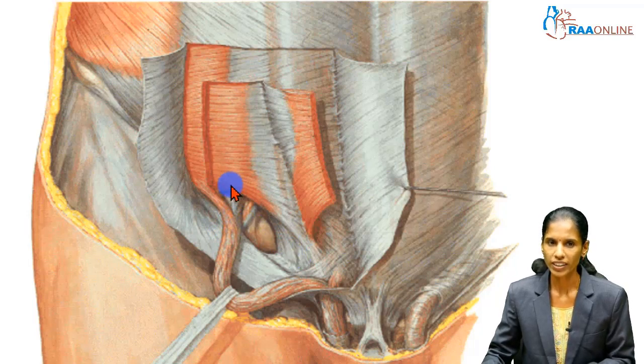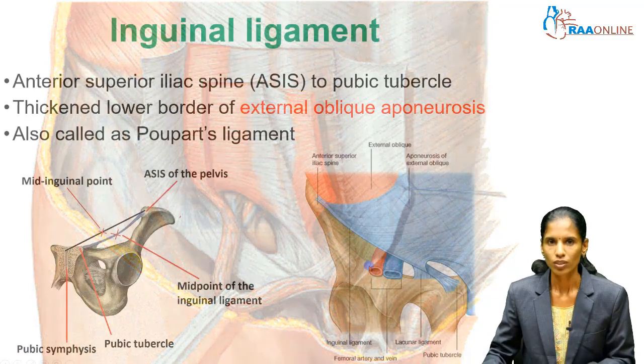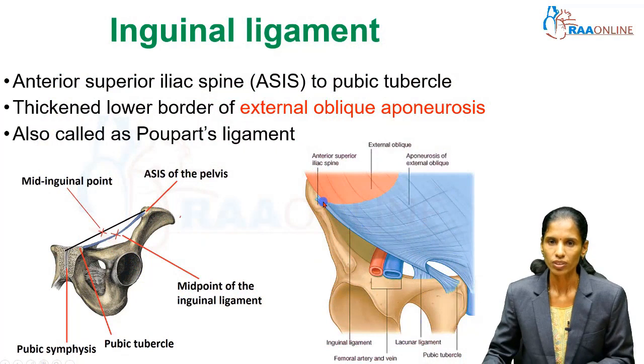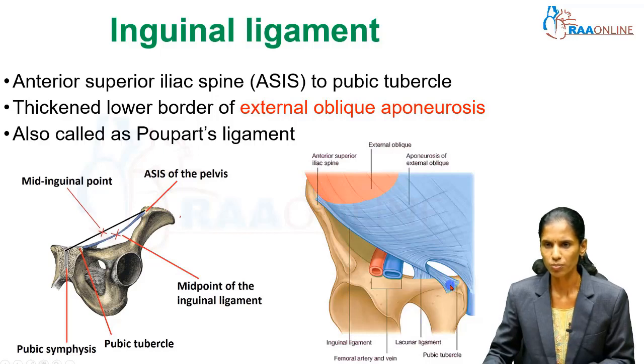This is an oblique tunnel, resembling the oblique tunnel seen in this image, about 3 to 6 centimeters long. So what is the inguinal ligament? In this picture you can see the inguinal ligament, which is the thickened lower border of the external oblique aponeurosis of the anterior abdominal wall muscle. This ligament is also called Poupart's ligament. It extends from the anterior superior iliac spine up to the pubic tubercle, which is a protrusion on the pubic bone of the hip bone.